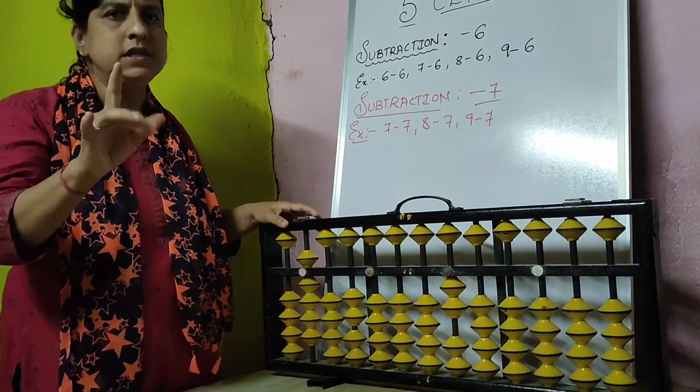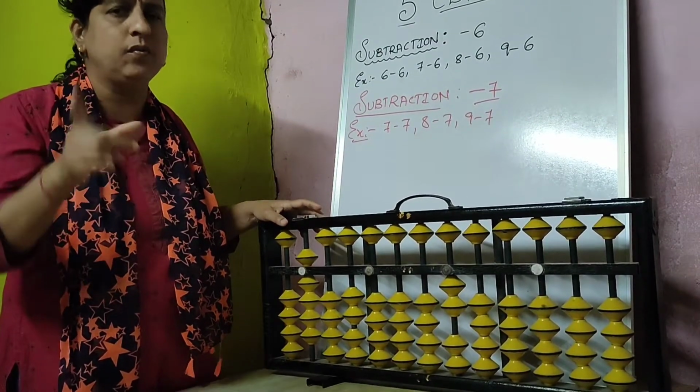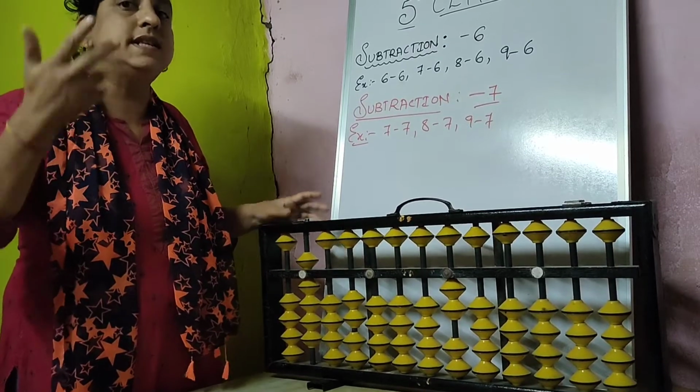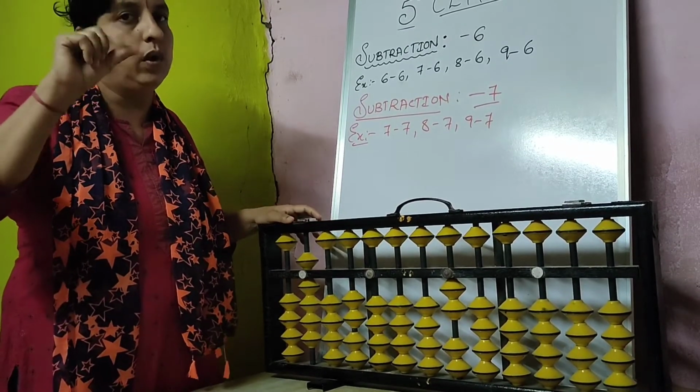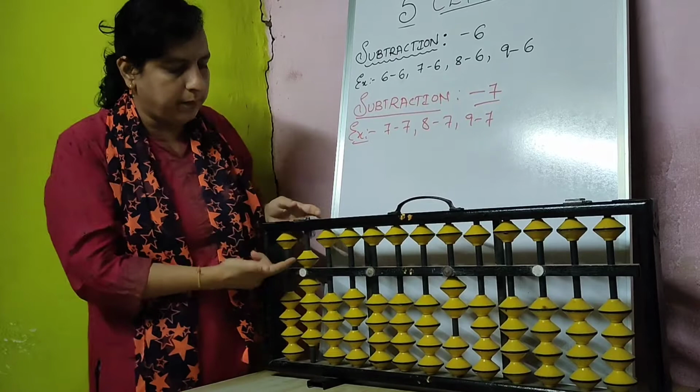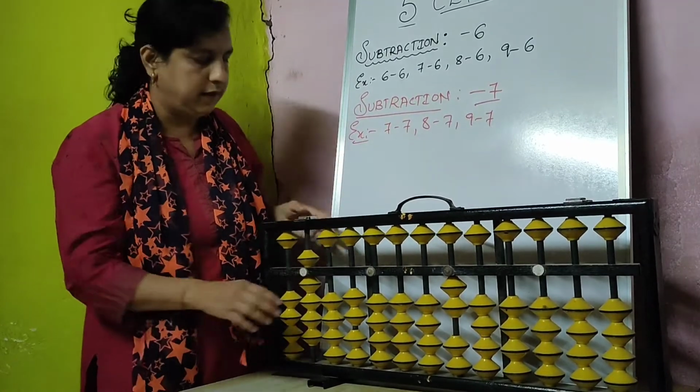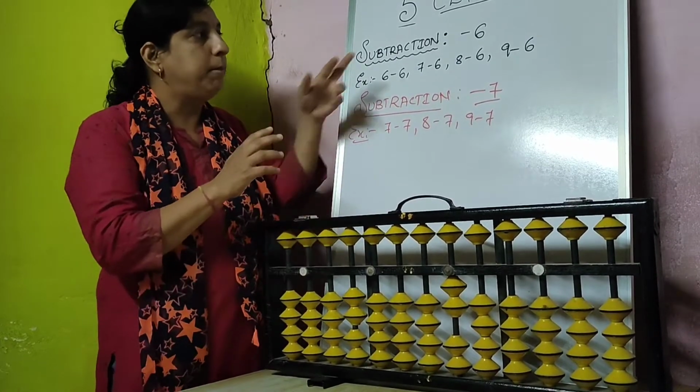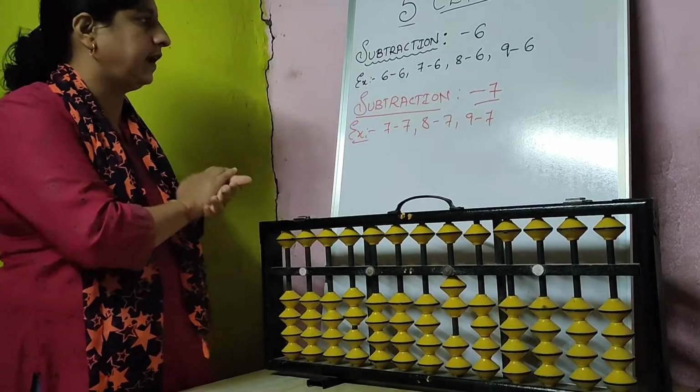Remember this. 8 means 1 upper bead, 3 lower beads. 7 means 1 upper bead, 2 lower beads. 6 means 1 upper bead, 1 lower bead. So 9 means 1 upper bead, 4 lower beads. So simple it is. So today I am going to teach you -6. So we'll see that how to do.